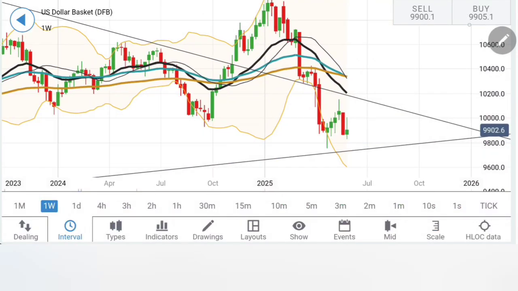Let's also have a look at the weekly. On the weekly charts, now this is very important. It has crossed over here.